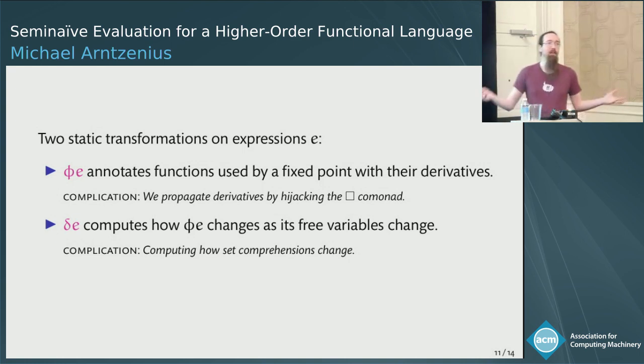But also we need to find these derivatives. We do that using the transformation delta E. Delta E computes how phi E changes as its free variables change. So this is taken almost directly from the incremental lambda calculus work. But we needed to extend it to handle Datafun, and in particular, we needed to extend it to handle set comprehensions. In some sense, that's the computational heart of these transformations: how does a set comprehension change as its free variables change?